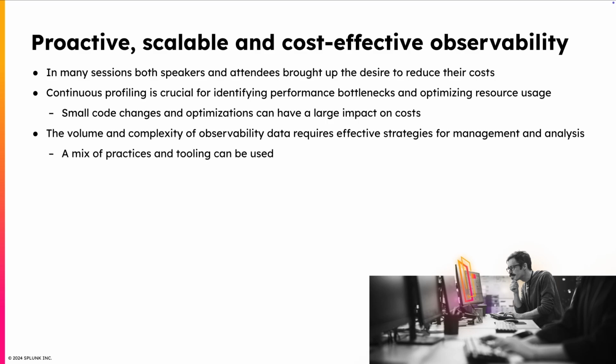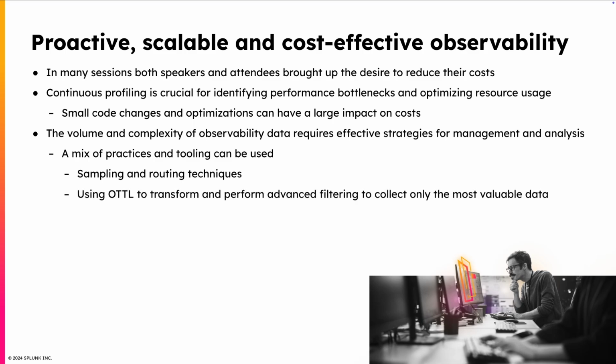To manage this effectively, organizations are using a mix of practices and tools. Sampling and routing techniques can help by focusing on the most critical data and reducing noise. And the OpenTelemetry transformation language, or OTTL, is also gaining traction as a way to filter and transform data. This enables teams to perform advanced transformations on the data that they're collecting, maximizing the value of that data.